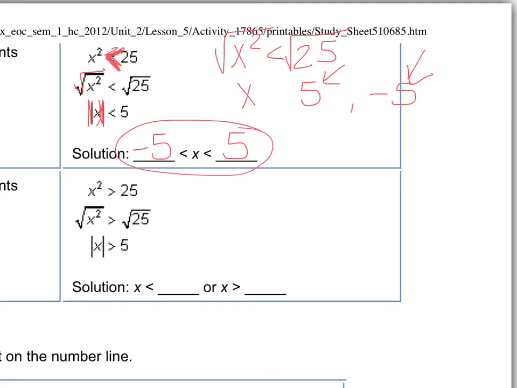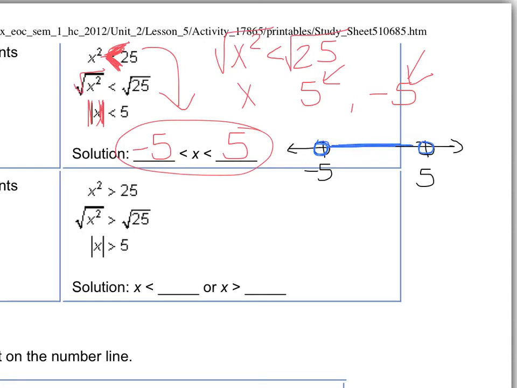If your problem is a less than symbol, your answer will look like this. Just like that. And your graph, because they're going to ask you to graph these as well, will have a number line. It'll have those same two numbers marked off. It'll have open or closed circles depending on if it's just less than or equal to. And the dots will be connected.